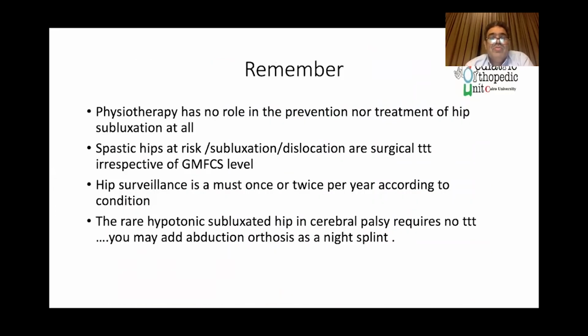Please remember that physiotherapy has no role in preventing hip subluxation or dislocation. Spastic hips are very common, especially when you have Gross Motor Function Classification grade 4 or 5. Hip surveillance is very important. You should do follow-up x-rays every 6 months when you have a non-ambulatory child.